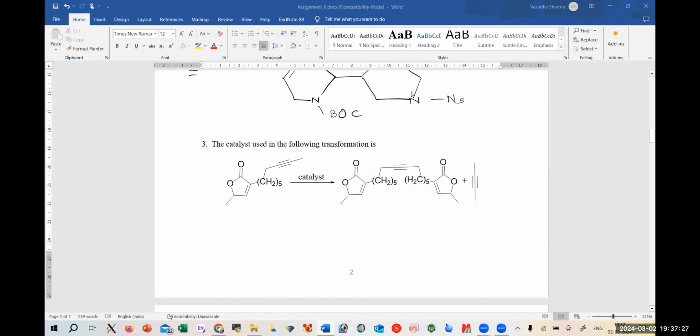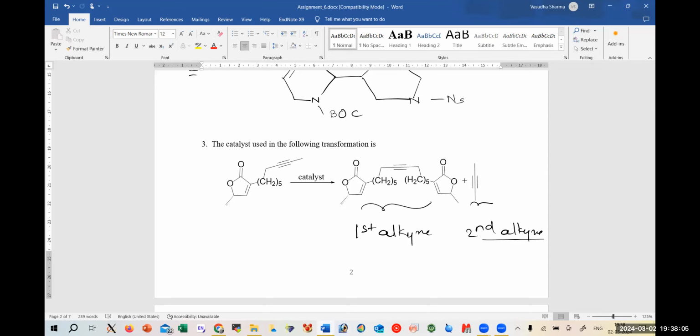Now, let's try this one. The catalyst used in the following transformation. So if you see carefully, we have an alkene, but this alkene is still bound here. We have an alkyne, and the alkyne is connected to make another alkyne. This is your cycloalkyne product. No, not cycloalkyne, so sorry. It's a new alkyne over here. So the first alkyne, which is also open, and this is your second alkyne.